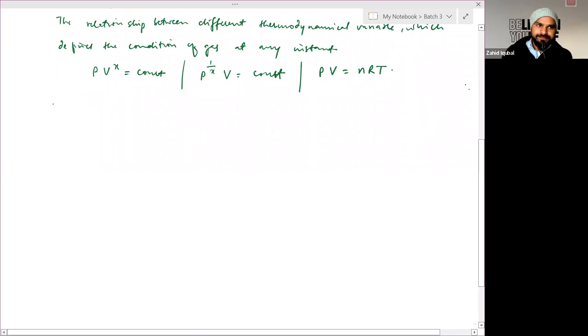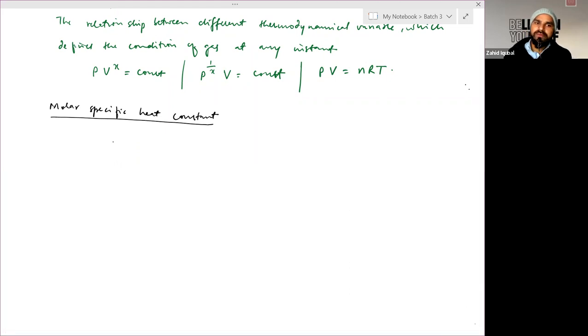Now next will be molar specific heat constant, which I have already defined in the last chapter. It is the amount of heat required to change the temperature of 1 mole of gas by 1 degree Celsius or 1 Kelvin at a given condition or at a given process related to that gas.